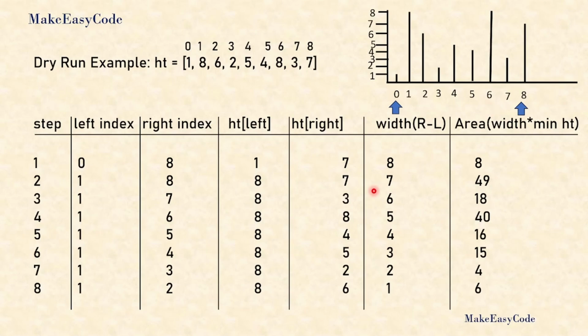You can see here that the right height is less than the left height. So in this step, again the left index will be the same position, that is 1, but the right index will be at the 6th position, and values will be 8 and 8. You can see here 8 and 8. Now the width will be 5, that is 6 minus 1, and minimum height will be 8 because both are the same. So our new area will be 40, but the maximum area still will be 49.